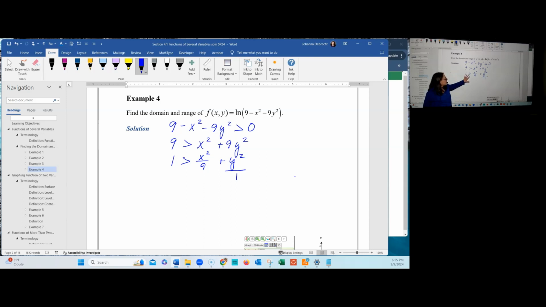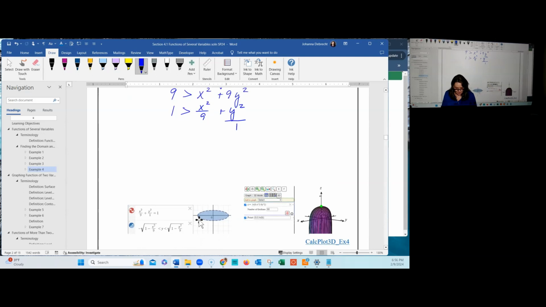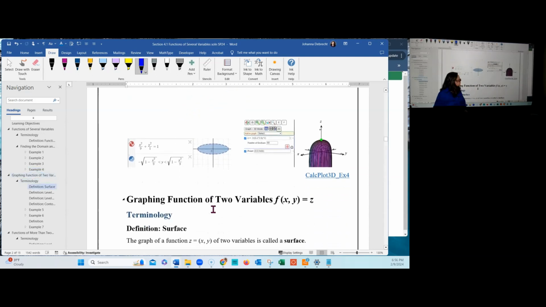But what we're saying is that it has to be less than that. So what we're actually going to do is graph the ellipse, but we're going to use a dashed line or a dotted line for the ellipse because it cannot be on the ellipse, but it can be inside of the ellipse where the relationship is smaller. So when we do that, you'll see that expression down here. You can see that the ellipse is graphed with a dashed line, and the domain is the set of all points on the inside of it.